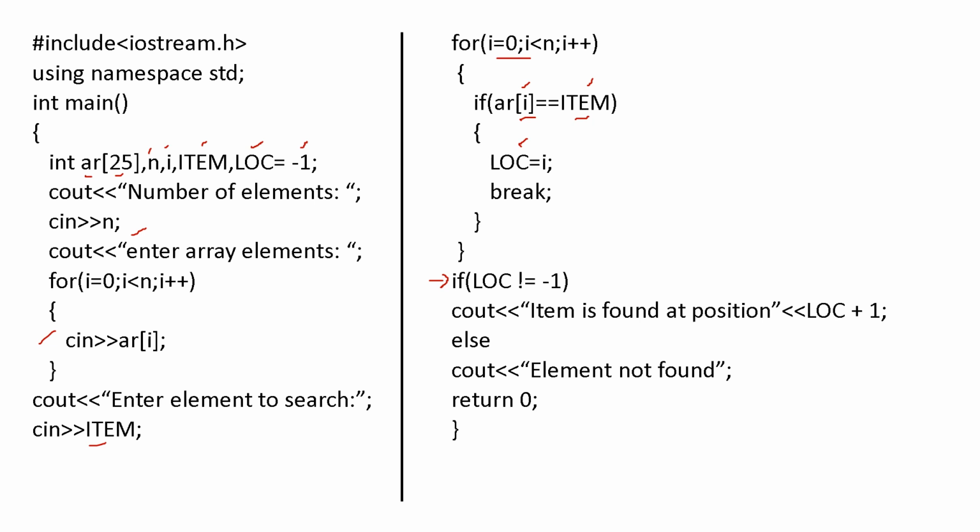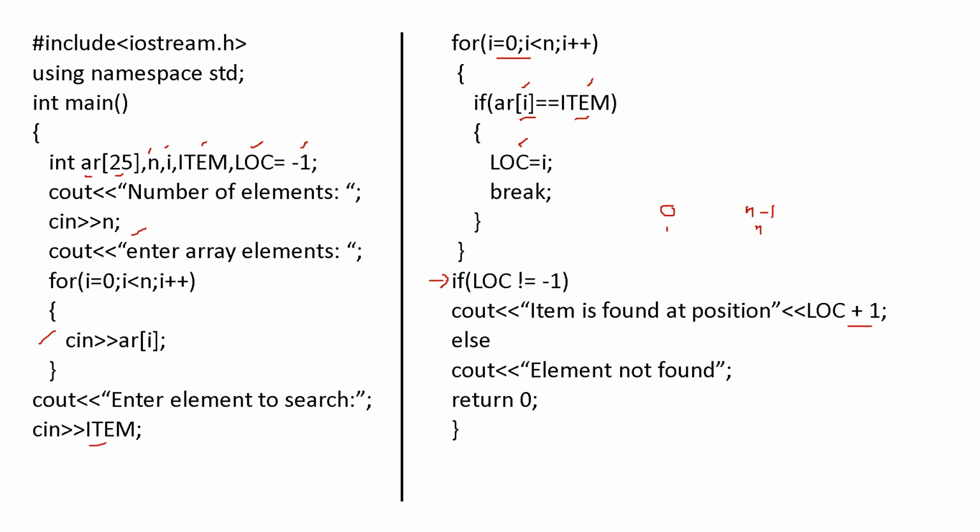If LOC is not equal to -1, that means an element is there, right? Elements are there. Cout, item is found at the position LOC + 1. We have written +1 here because we know that in an array, the first position is always 0 and the last position is always n minus 1. So the original position is actually 1 for this one and n for this one. That is how we are counting.